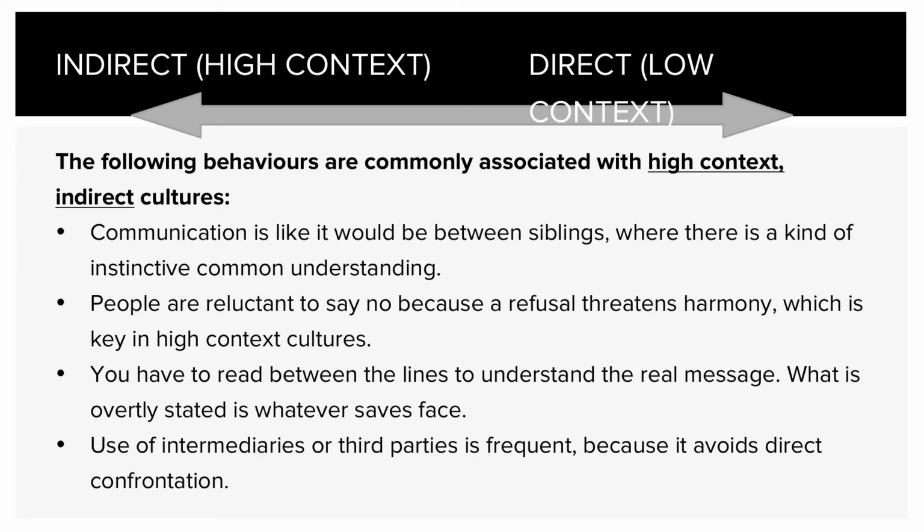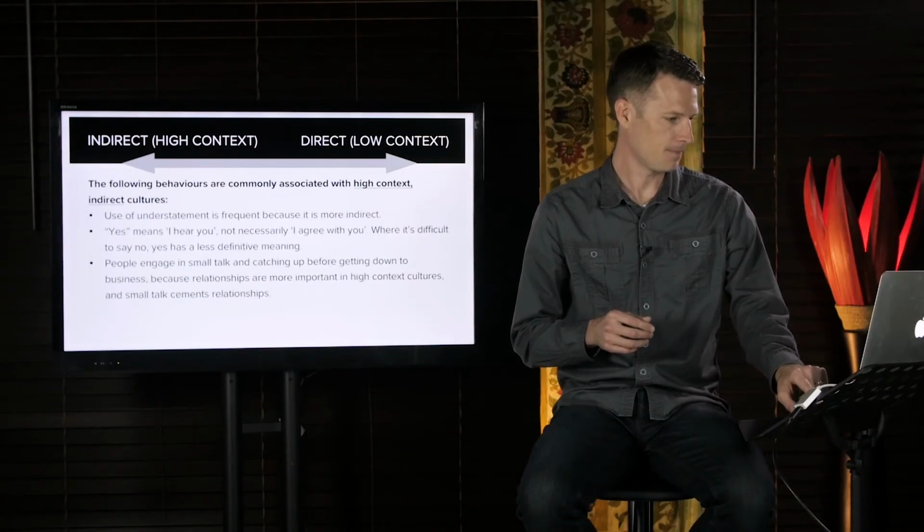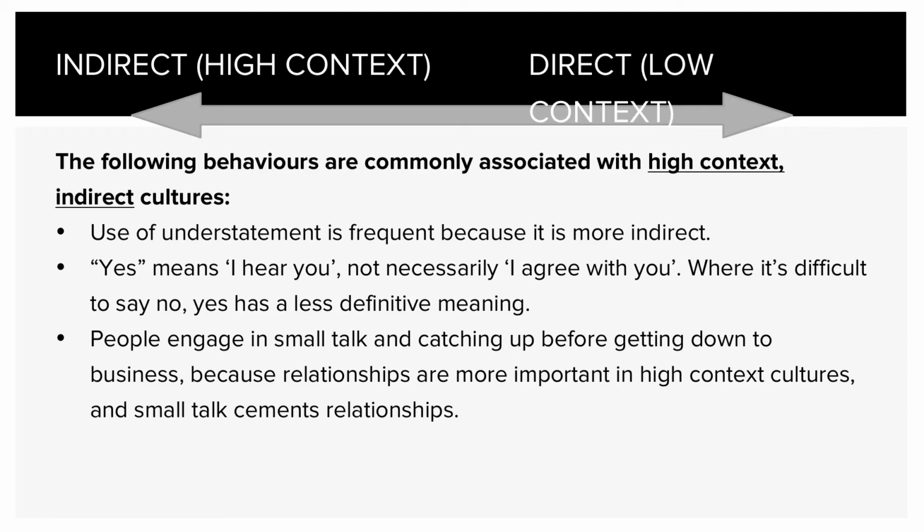Communication is like it would be between siblings, where there is a kind of instinctive common understanding. People are reluctant to say no because a refusal threatens harmony, which is key in high context cultures. You have to read between the lines to understand the real message. What is overtly stated is whatever saves face. Use of intermediaries or third parties is frequent because it avoids direct confrontation. Use of understatement is frequent because it is more indirect.